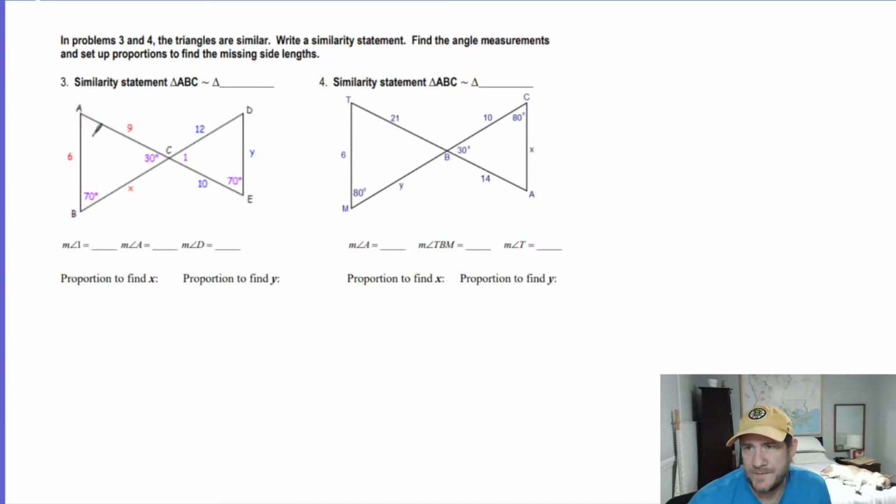They said ABC. Now A here is this angle that's not labeled at all. I can see that B is congruent to E because they're both 70.